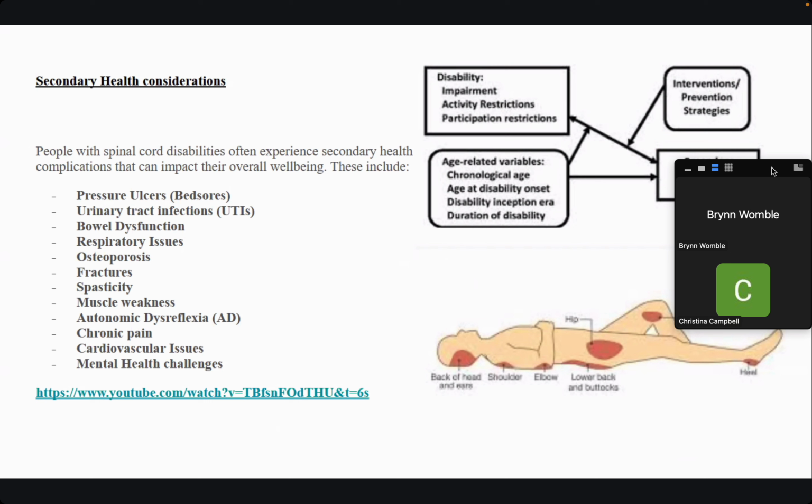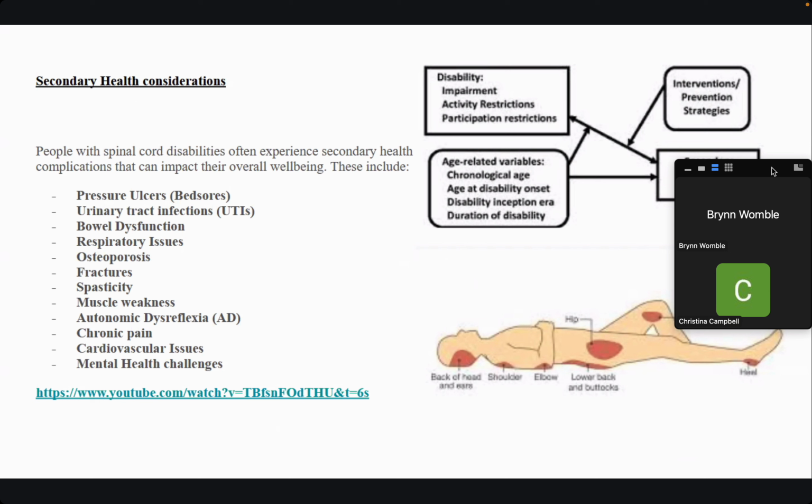Respiratory issues can be caused by cervical injuries that may impair breathing muscles. This can increase the risk of pneumonia and respiratory infections. Due to reduced weight-bearing activity, bone density is lost, causing osteoporosis and increasing the risk of fractures. As previously mentioned, spasticity is uncontrolled muscle spasms, which can cause movement difficulty and muscle weakness.